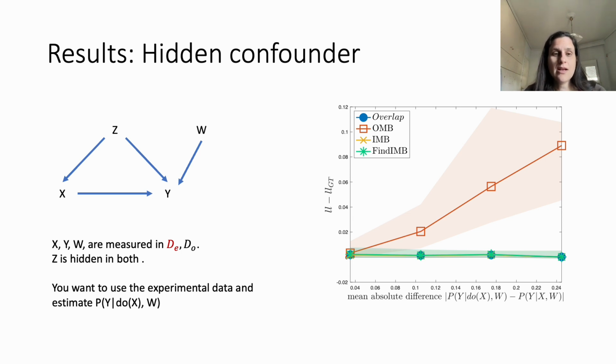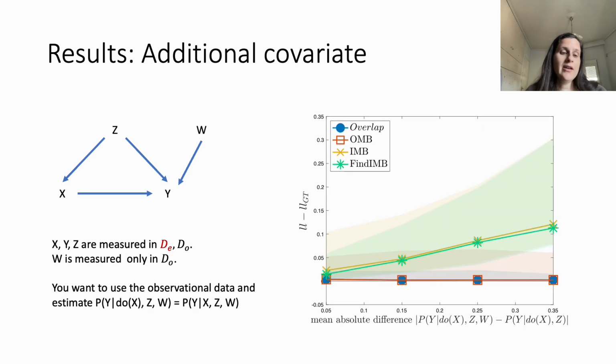And we can see that in this scenario, we perform best along with using the experimental data and using the graphical method. And using the observational data, obviously, the higher the bias, the worse it performs. And then if the scenario is slightly different, then we don't have this hidden confounder, so we are measuring Z in both the observational and the experimental data, but let's assume that W is only measured in the observational data. So ideally what we'd like to do is use the observational data and include W, right? Because W gives us some predictive power for Y given do of X.